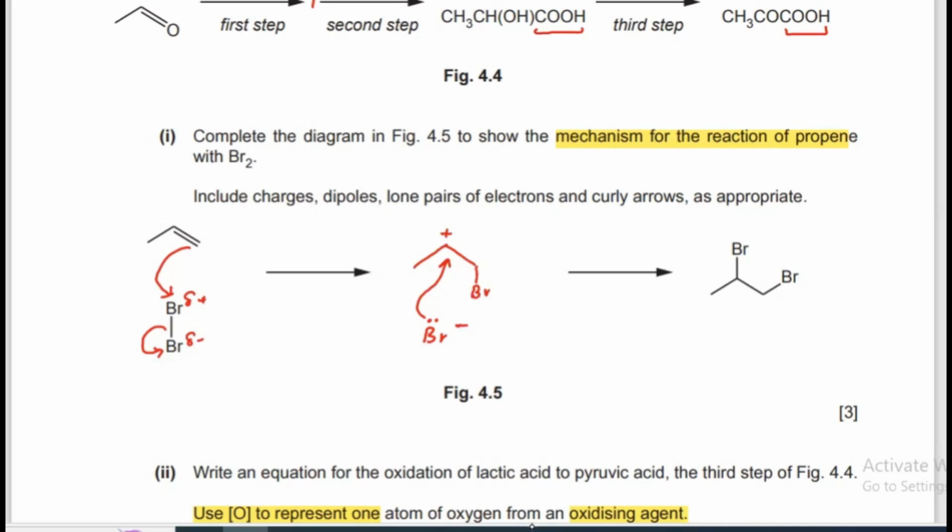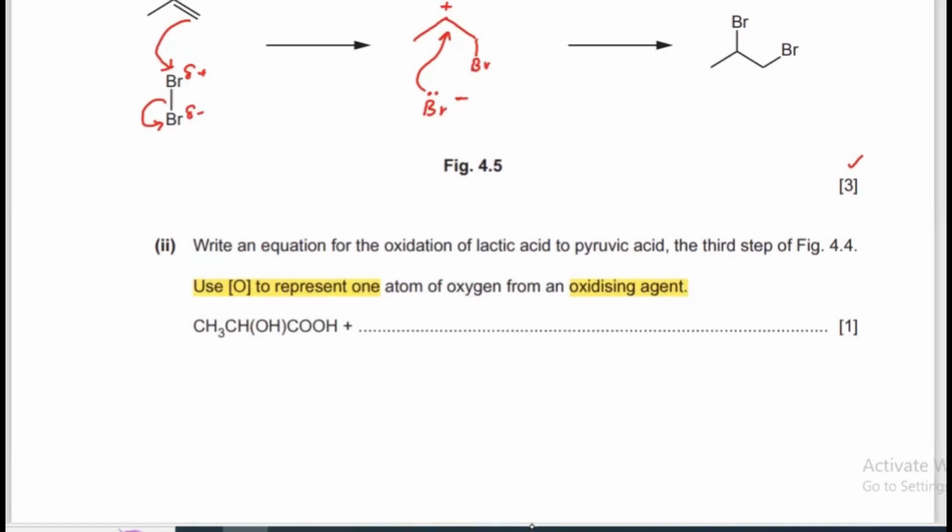We're getting the final product. This is the final product. So you have to show the partial positive, partial negative, then the attack from the double bond, then heterolytic fission, then Br negative with the lone pair, and the carbocation. Bromine must be attached, and then another curly arrow which shows the attack on the secondary carbocation. Then you will get the 3 marks. Basically you have to show the charges, the dipole, the lone pair electrons, and the curly arrows as well.